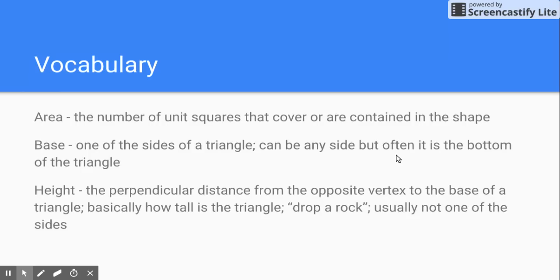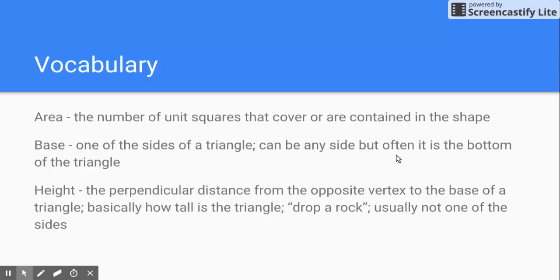Our vocabulary for the unit: area is the number of unit squares that cover or are contained in the shape. Our base is going to be one of the sides of the triangle. It can be any side. Often it's the bottom side. You can rotate the triangle so that is the bottom, but it is one of the sides of the triangle.